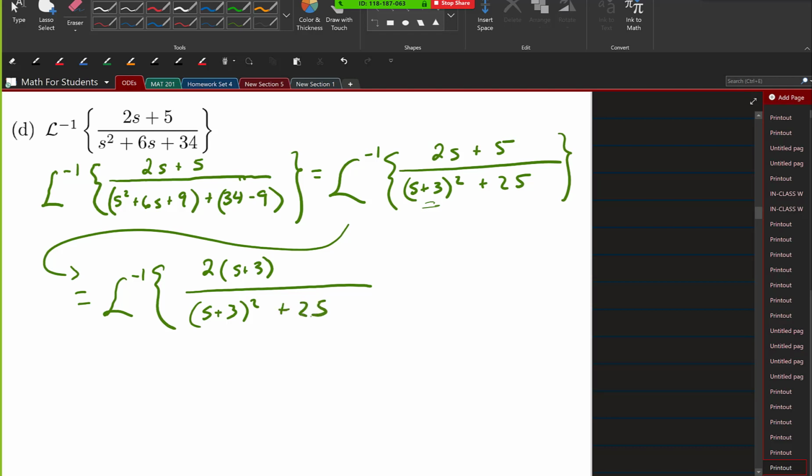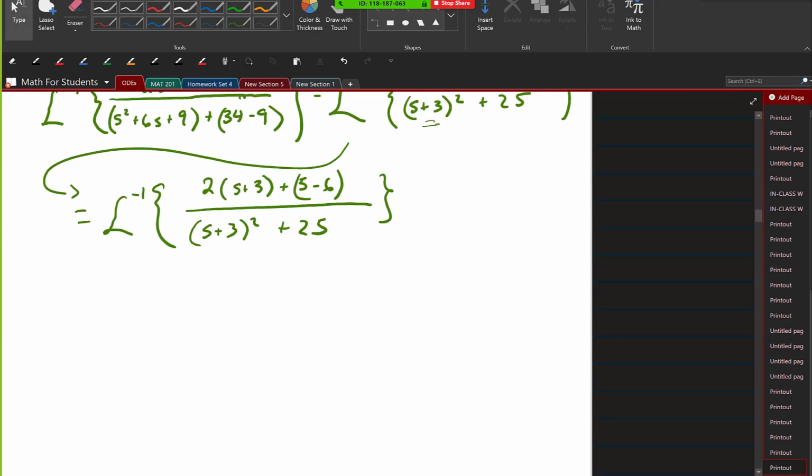But if I do that, I've upset the balance of this equation somehow, right? I've now added 6 to my numerator. Everyone see that? I've added 6 to the numerator. So to compensate for that addition of 6, I've got to subtract 6 from outside of this. So what I'm left with is the inverse transform of 2 times s plus 3 minus 1 all over s plus 3 quantity squared plus 25.